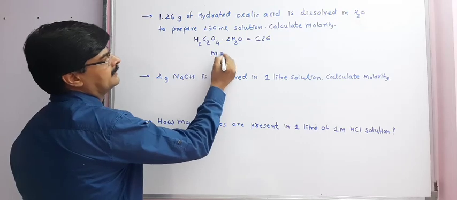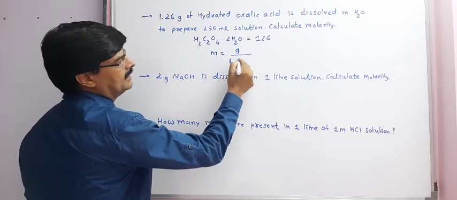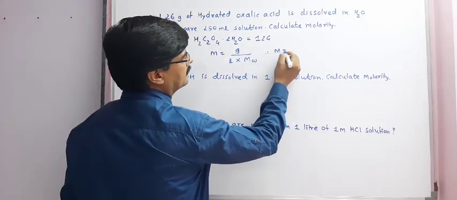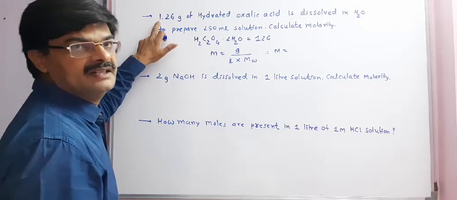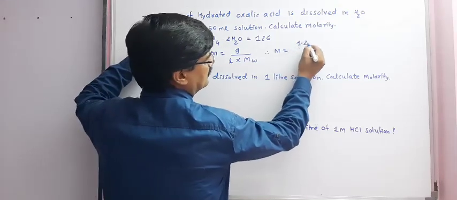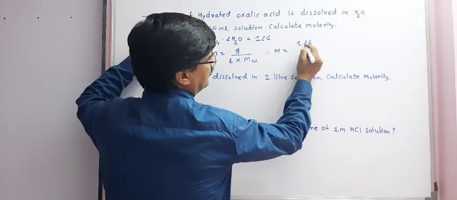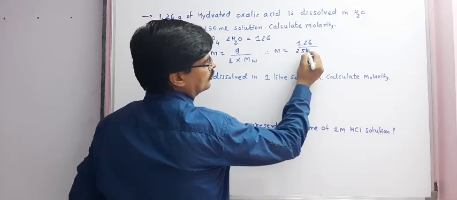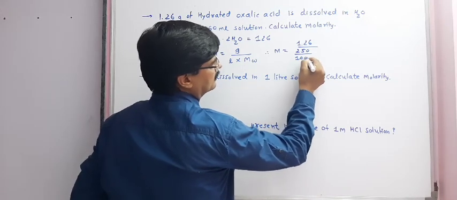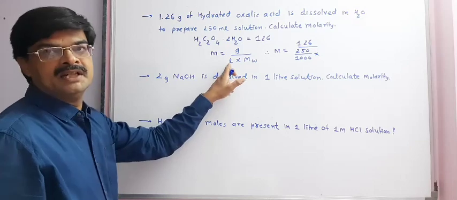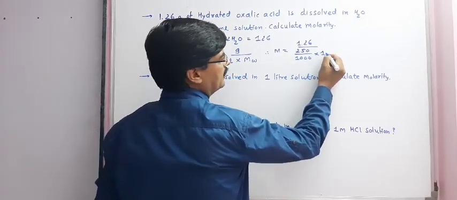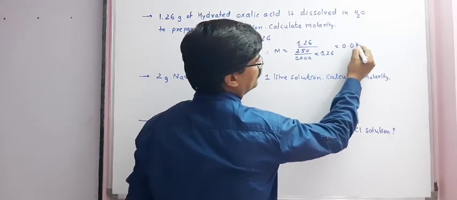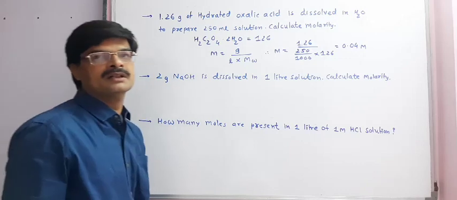Now molarity is equal to gram per liter into molecular weight. Therefore molarity is equal to gram of oxalic acid is given 1.26 divided by liter, 250 ml. So 250 ml divided by 1000 converted volume into liter, and molecular weight is 126. On solving, molarity comes out to be 0.04 molar.